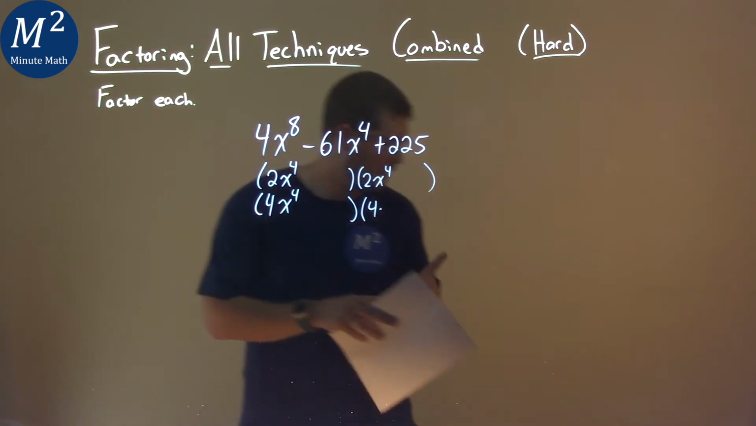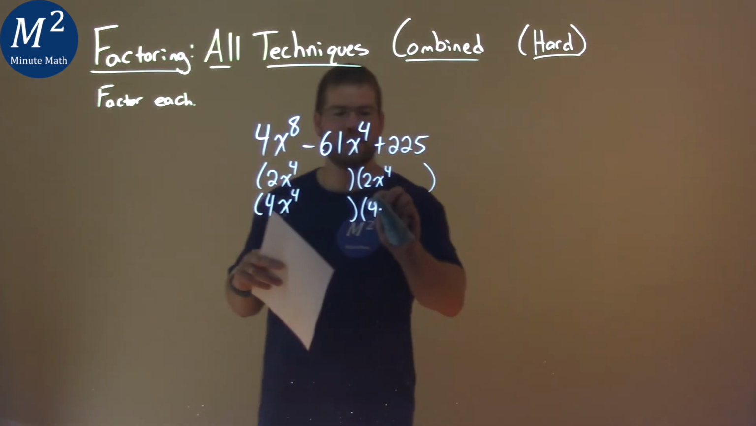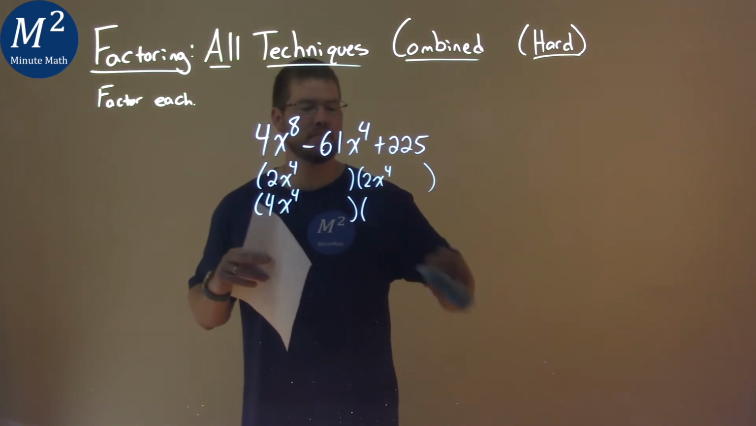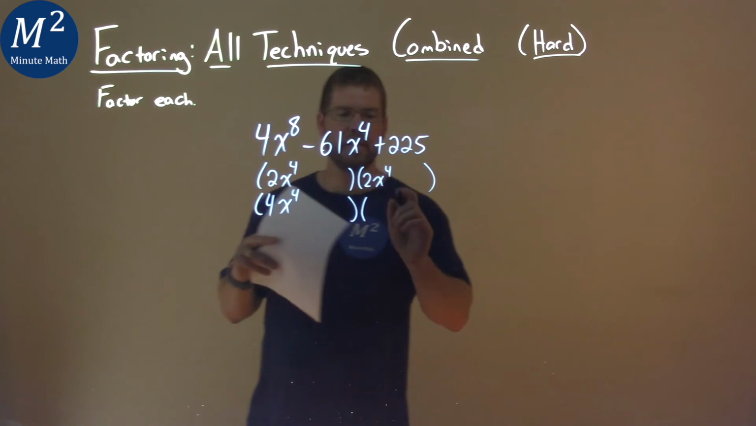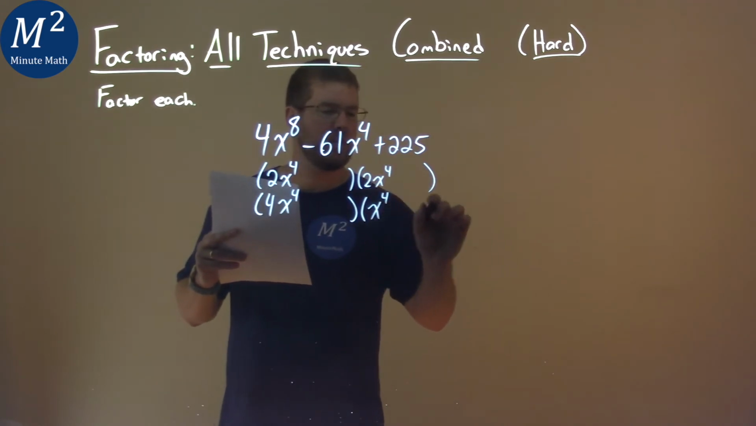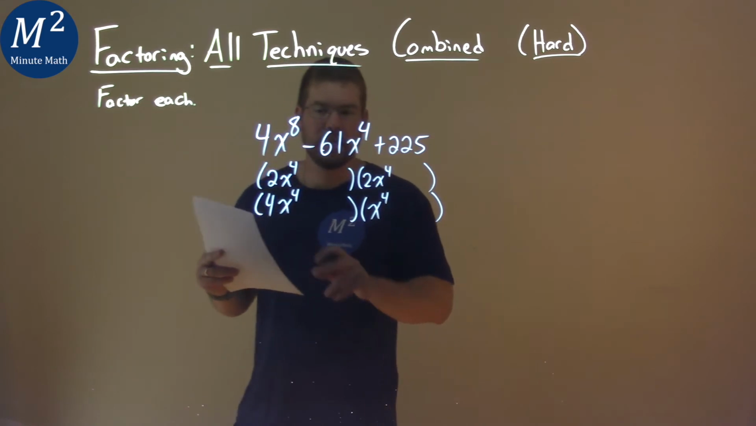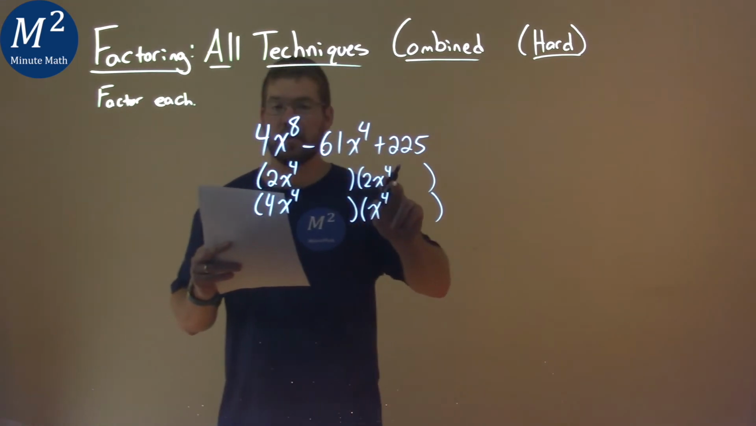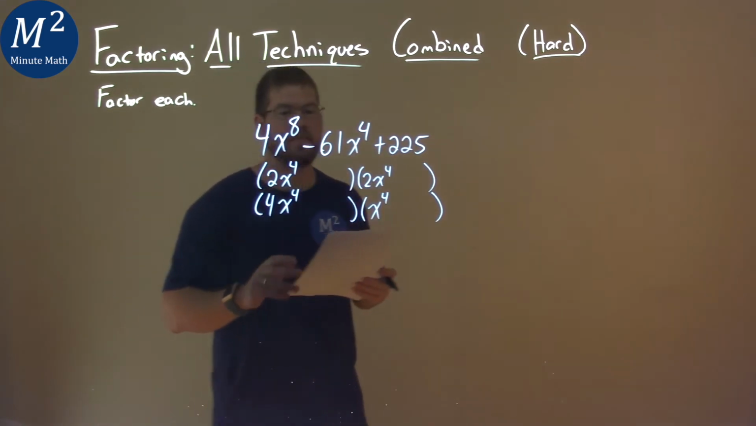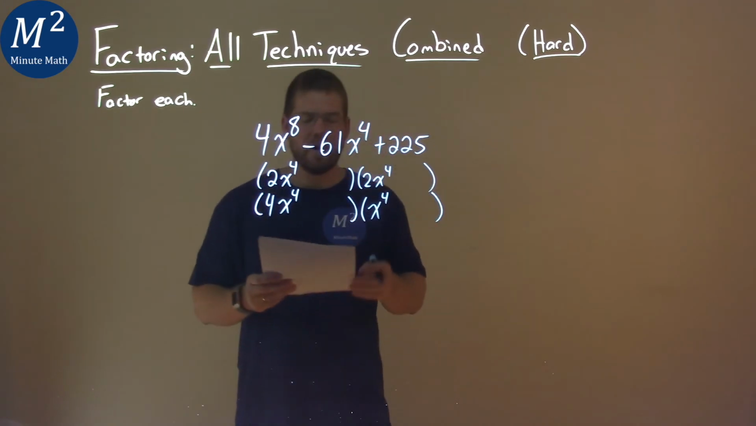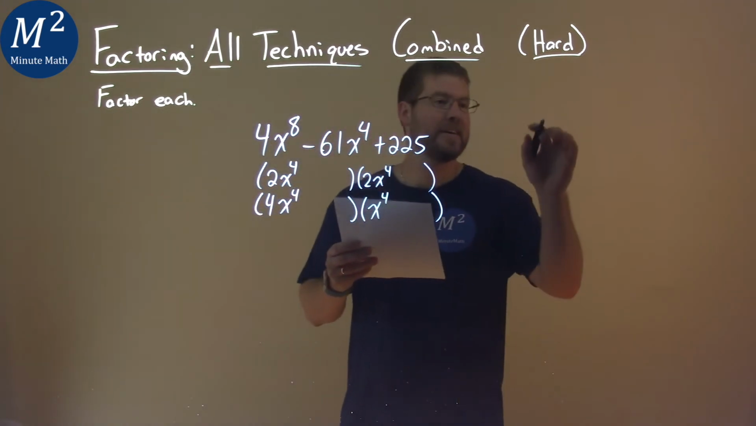Oh, sorry, well, not 4, just x to the 4th here. Getting ahead of myself. Common mistake. Be careful with that. X to the 4th. 4x to the 4th times x to the 4th gives me 4x to the 8th. Same thing with 2x to the 4th times 2x to the 4th gives me 4x to the 8th. So we have our two options. We now have to look at our c value, 225.